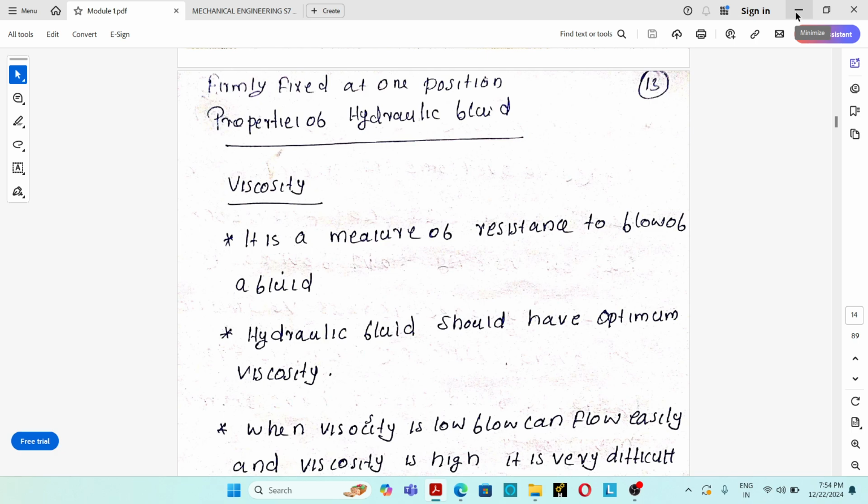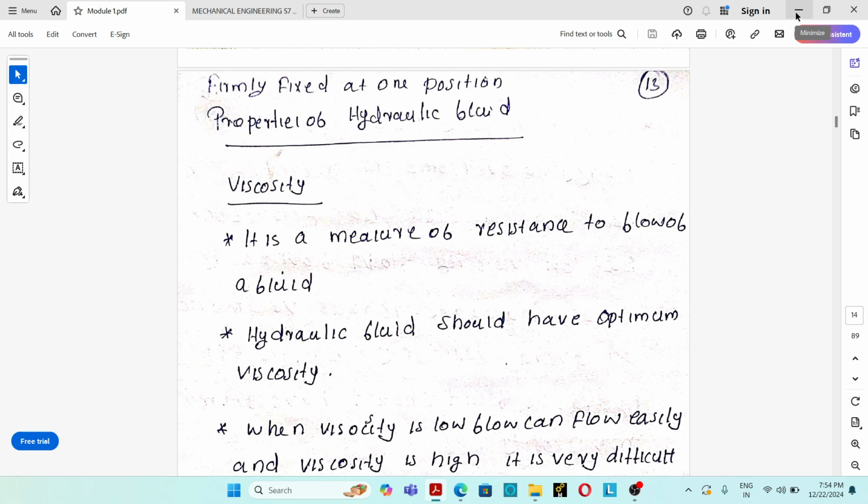See, there are several properties of hydraulic fluid. First of all, viscosity, lubrication capability, demulsibility, chemical stability, neutralization number, flash point and fire point, low flammability, foam resistance, low volatility, good heat dissipation, cleanness. Almost 12 properties of hydraulic fluids. So first of all, viscosity.